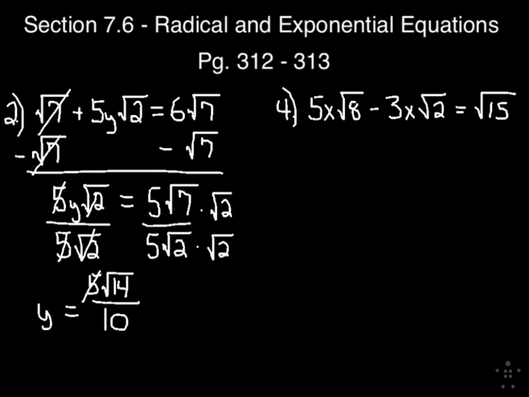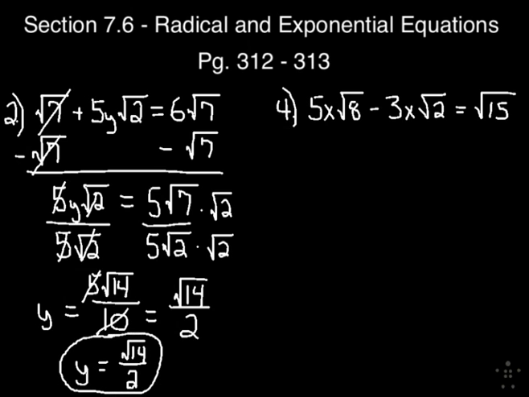Now we can reduce a little bit here. 5 goes into 5 once and 5 goes into 10 twice. So my answer is the square root of 14 over 2. And remember, you can't reduce if one thing is in a radical and one thing is not. So y equals square root of 14 over 2.